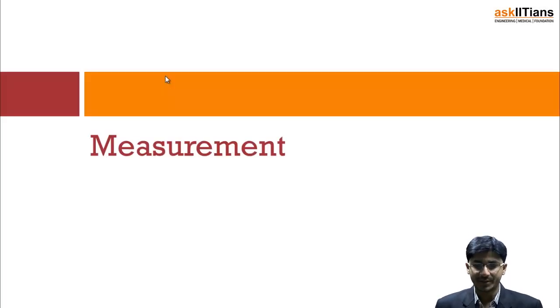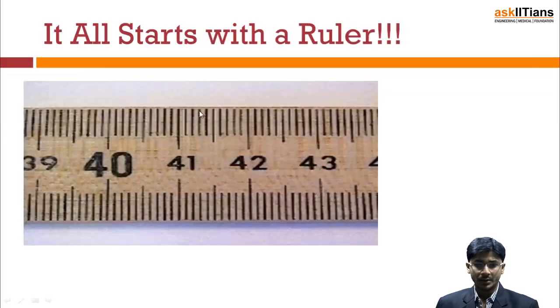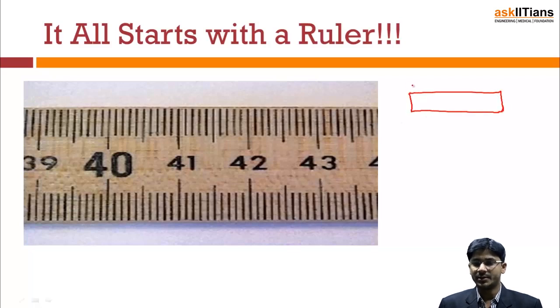Let's move to the next subtopic, measurement. In measurement, we all know it all starts with the ruler. We have been used to measuring lengths with the ruler in our primary classes, and we know that a normal, small ruler is like 15 centimeters, and then there are 15 large lines, and then there are smaller lines in between them. Now these large lines denote a centimeter, and these smaller lines are actually a millimeter.